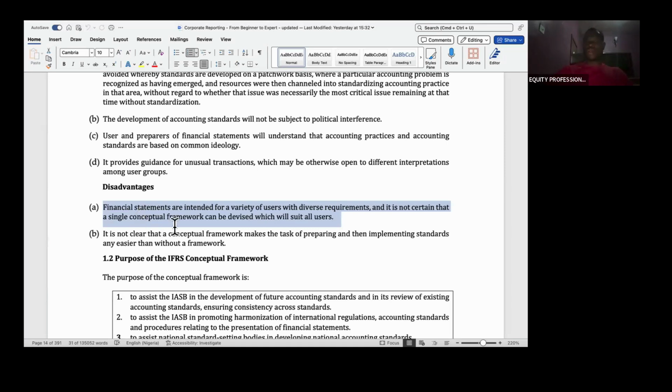Another one is that it's not clear that the conceptual framework makes the task of preparing and implementing IFRS any easier. Because now that we have a set of principles, that means at every point in time when we want to develop standards, we need to follow through with this set of principles. So the task of developing standards might not be any easier. The conceptual framework might not make it easier. That can also stand as a disadvantage.